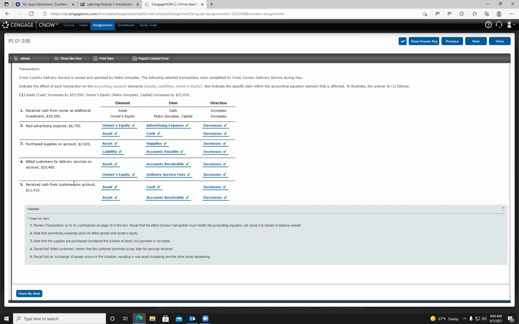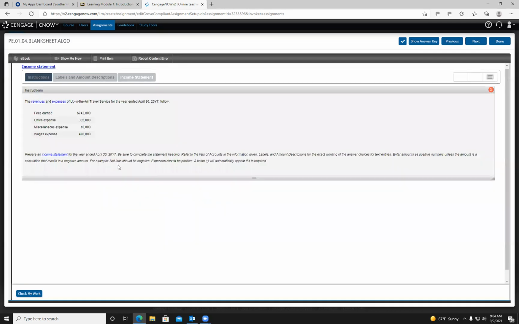So again, this last problem is an exchange of assets, and this occurs in this situation, resulting in one asset increasing and the other asset decreasing. All right, let's move on to the next problem.